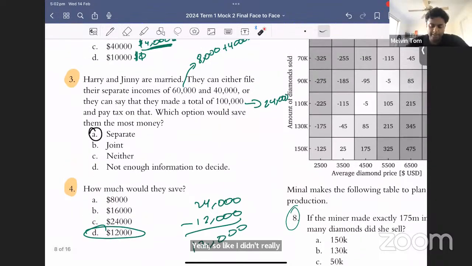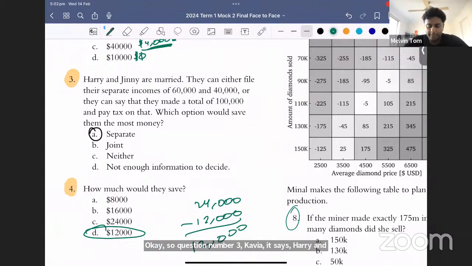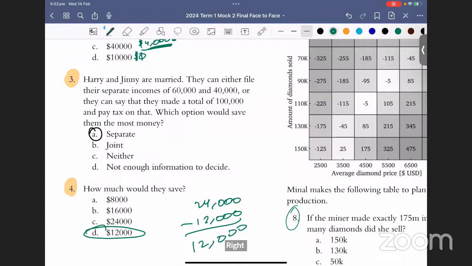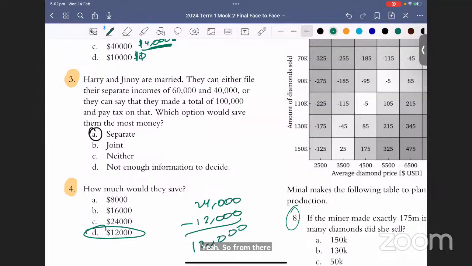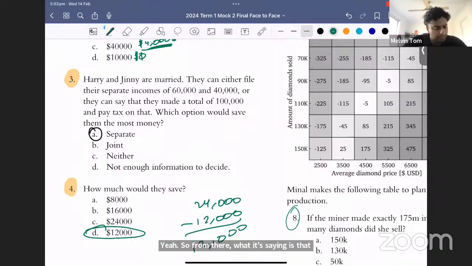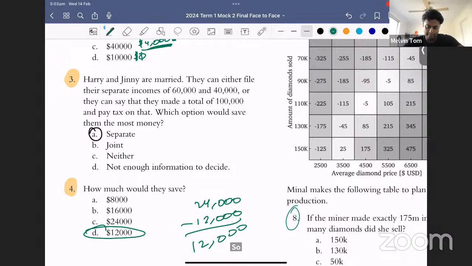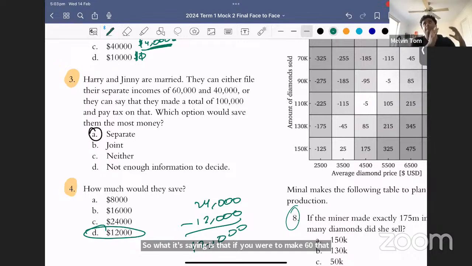Okay. So question number 3, Kavya, it says Harry and Ginny are married. They can file their separate incomes of 60,000 and 40,000, or they can say that they made a total of 100,000 and pay tax on that, right? Do you understand that so far? Yeah. So what it's saying is that you can see if it makes any difference in how much tax you pay on these different amounts.